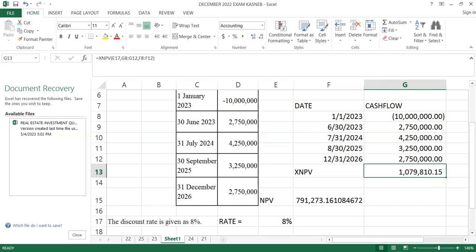Guys, that was the class on NPV and XNPV. It's very easy. You just require the rates and the cash flows. The only difference is that when we are doing the NPV, we don't use the year 0 cash flow. We only subtract it. But here in XNPV, we include it. Remember, they are for irregular and regular cash flows.